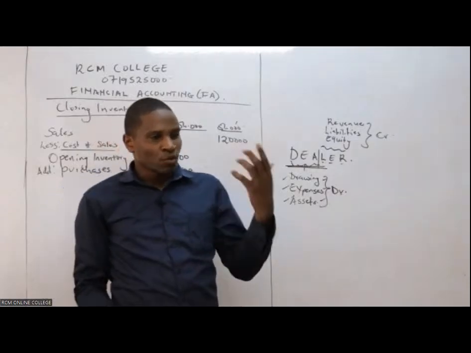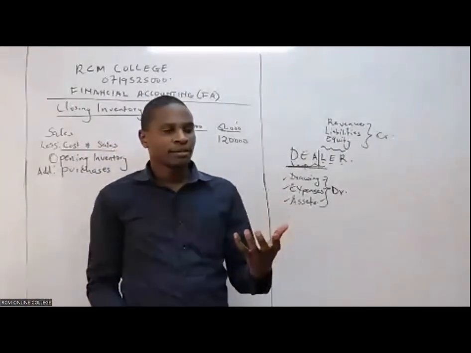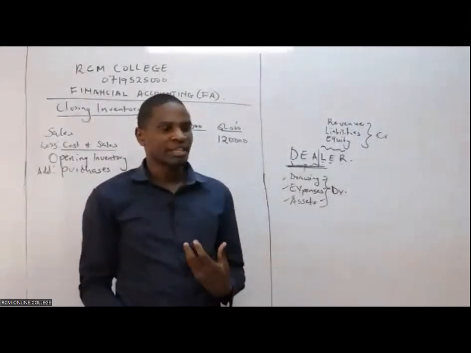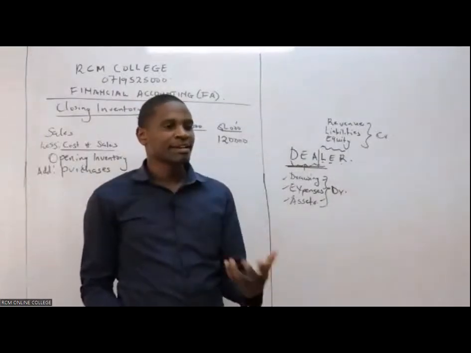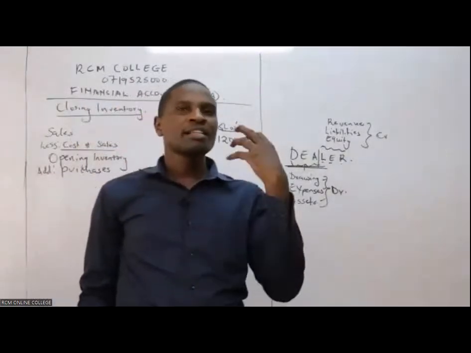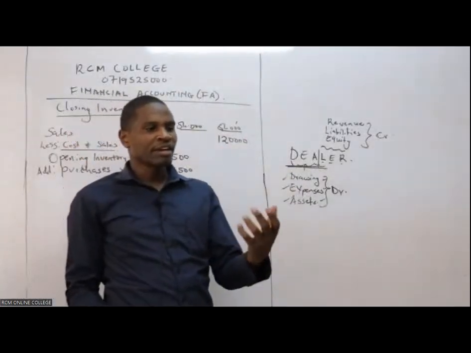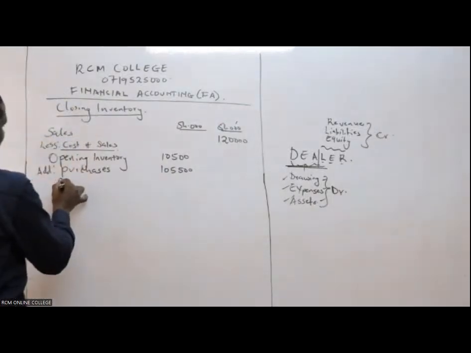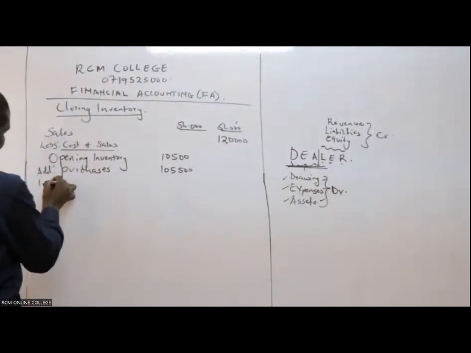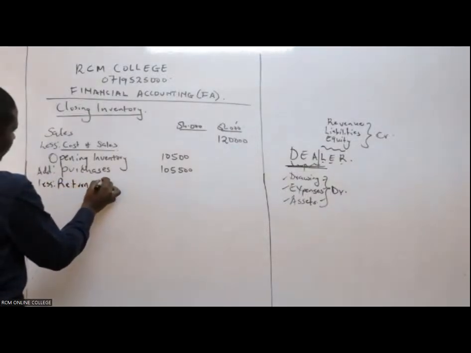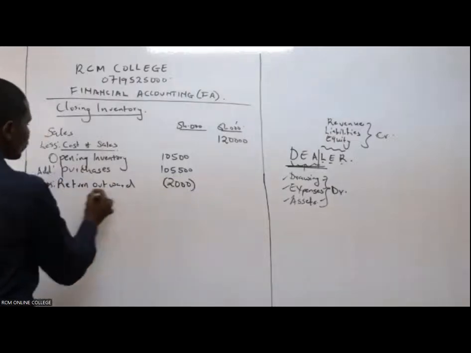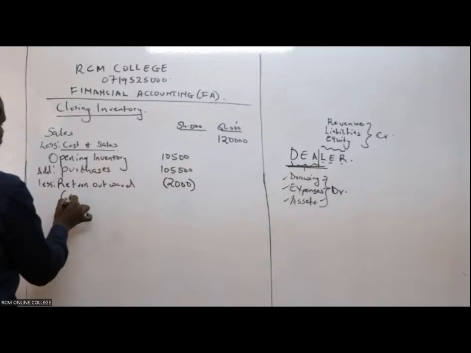Remember, we have carriage inward, the cost that we incur when we are bringing the goods into our business. That is carriage inward. That is added. And then return outward, we do what? Return outward, we subtract. We less return outward. So if I less 2,000 here, whatever I'm going to get here is COGS, cost of goods available for sale. I want you to give me the COGS.